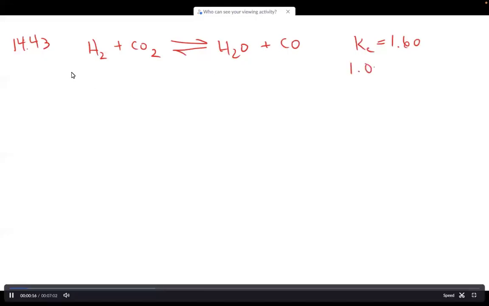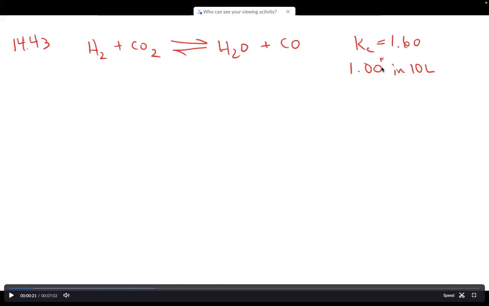So for question 43 from the homework, we're given the information that we have hydrogen reacting with carbon dioxide to form water and carbon monoxide. And then they give us the equilibrium constant for that, 1.6. And they ask for the equilibrium concentrations of all of these.